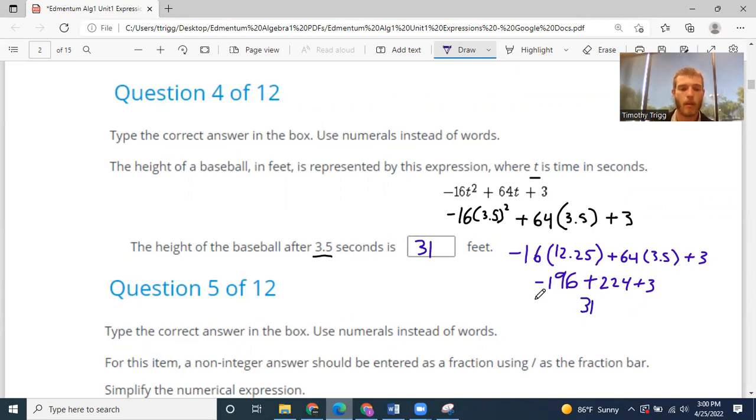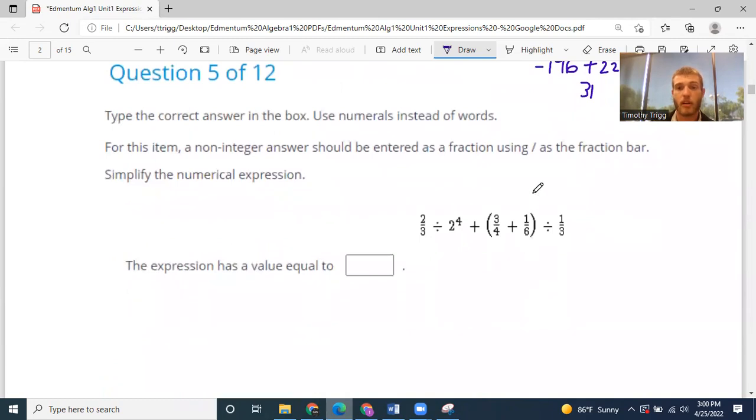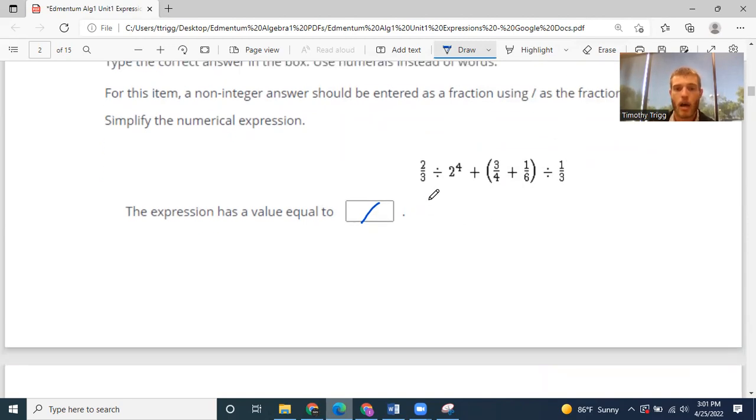Okay. All right. Number 5 here, we have some fractions to deal with. It says if we have a fraction, write your answer with a fraction bar. That's the slash symbol on your keyboard. But what we want to do first is this parentheses. Now, one thing to keep in mind when adding or subtracting fractions is that you need to have a common denominator, meaning the bottom number needs to be the same. So to the side, I'm going to do this side work. I'm going to do 3/4 plus 1/6.